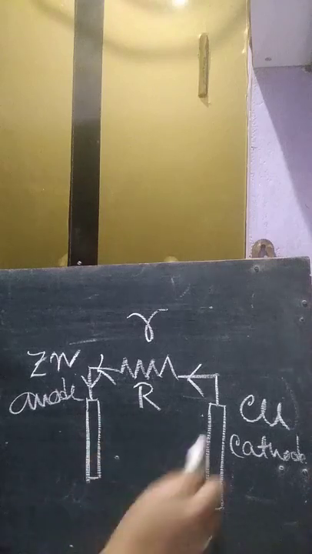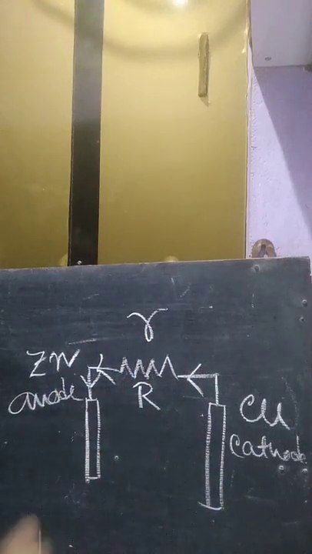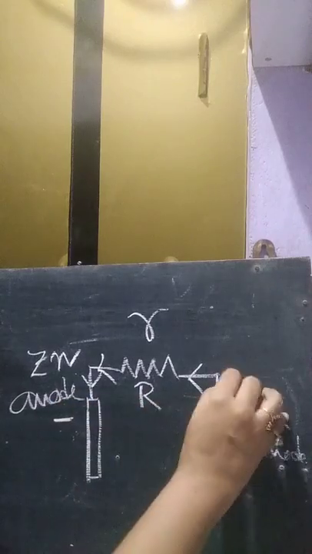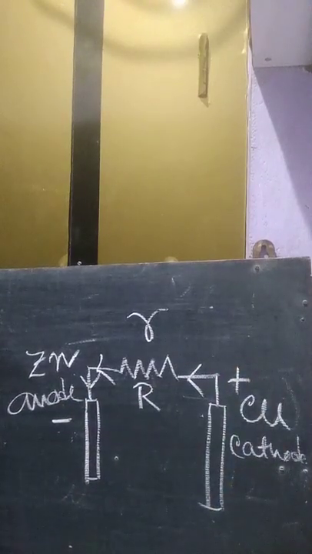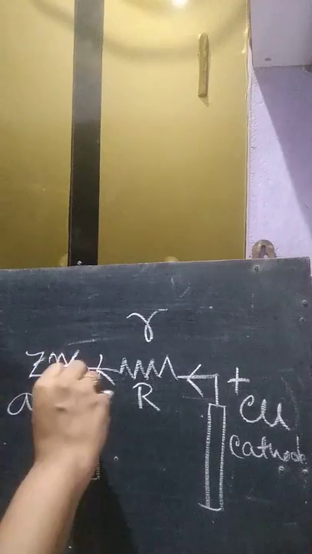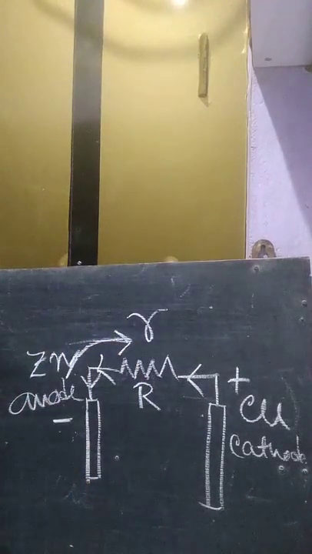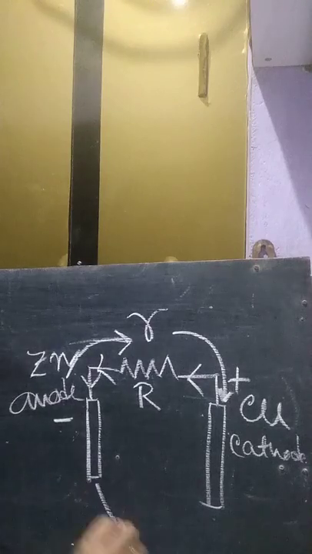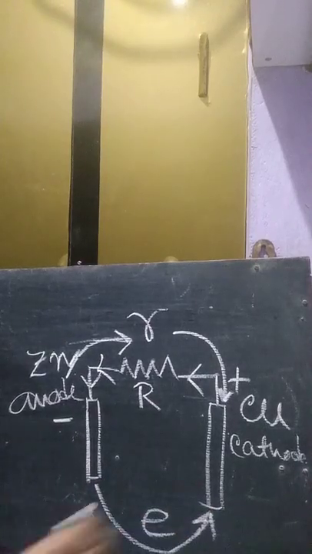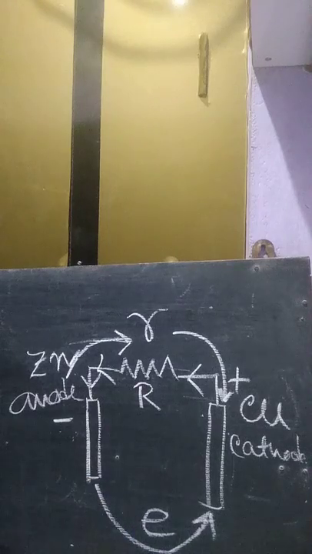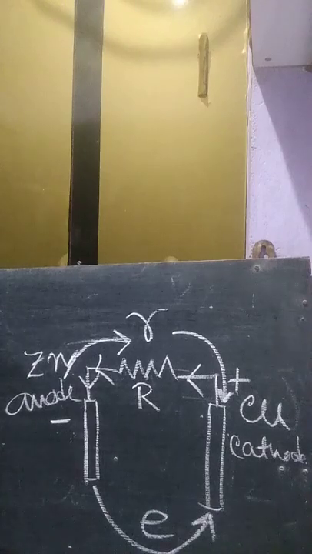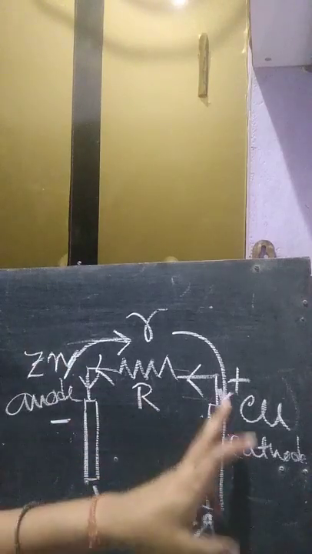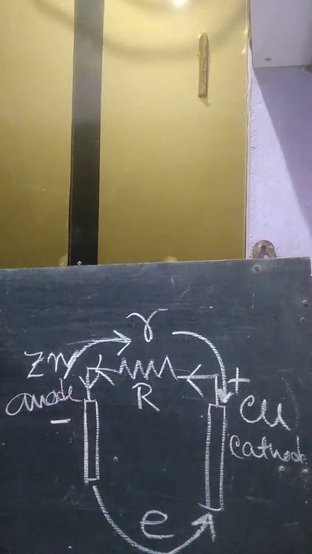As the current flows, since this is the anode, it is negative and this is positive, right? So from the zinc anode, electrons will go here, and as it is positive, electrons come here. So from here, electrons will flow like this, and therefore the current will flow like this, always opposite to each other. Clear? So some current will initially start flowing from cathode to anode.